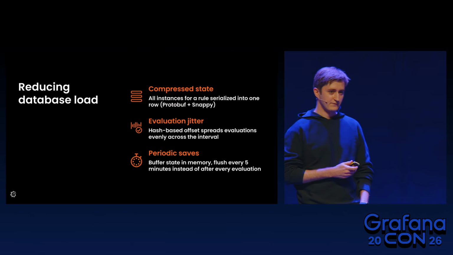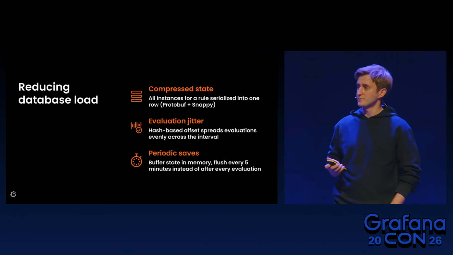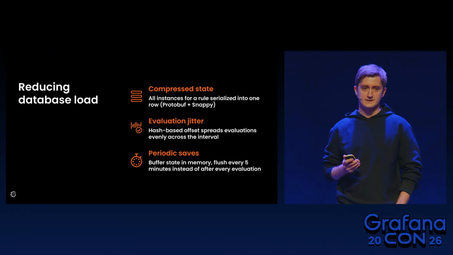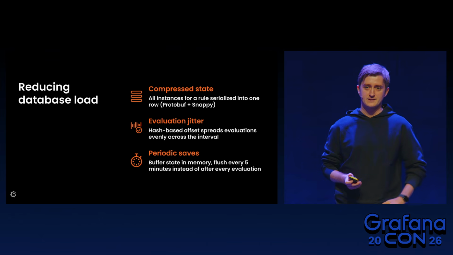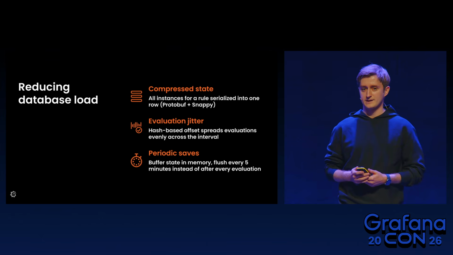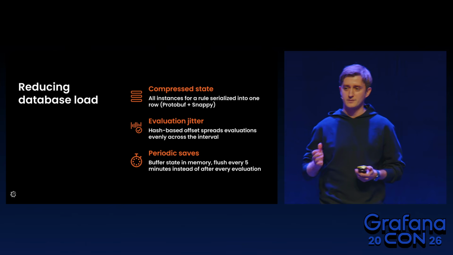There are a few things that Grafana can do already to reduce the database pressure. For example, compressed state, when instead of saving every single alert instance to the database independently, it can compress the state of the whole rule and save it to the database at once, reducing the number of queries it needs to make.